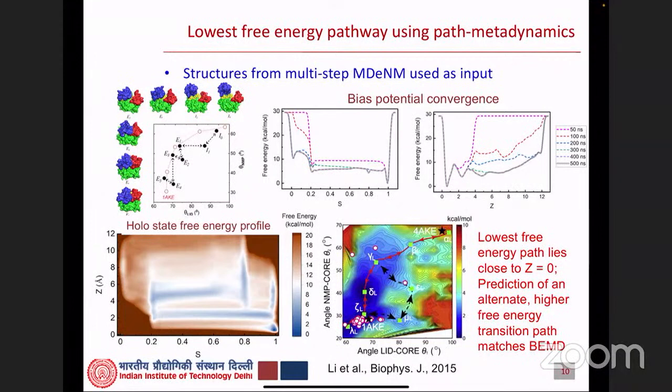For both apo and holo state, the answer was almost similar. So we used the same set of structures for the apo state also, but of course we did not include the ligand in that simulation. And in this holo state simulation, we included the ligand.